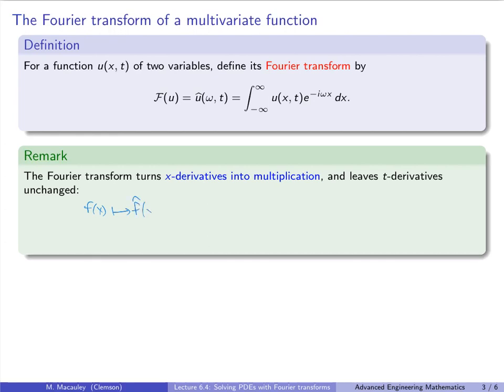So let's suppose that we have a function f of x, and its Fourier transform is f hat of omega, and we wish to figure out the Fourier transform of the derivative. To do that, the Fourier transform of f prime, by definition, is the integral from negative infinity to infinity of f prime of x times e to the minus i omega x dx. So we can integrate by parts.